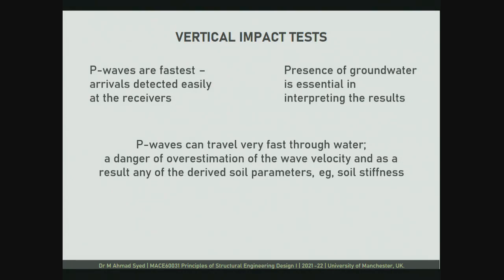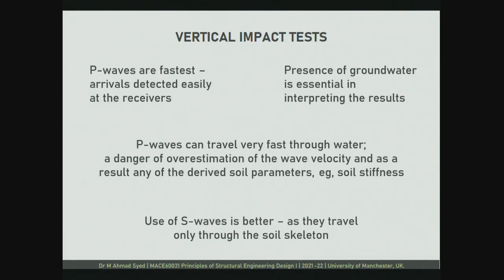So there is a danger of overestimating this, and as a result, we normally go for S waves. We use S waves, the shear waves, because shear waves cannot travel through water. So they are going to give us information about just the soil skeleton, rather than soil skeleton and water as we may get for the P waves. We are interested in calculating the shear modulus of the soil skeleton rather than the shear modulus of the entire soil plus water mass. Okay, so that's why S waves are better.